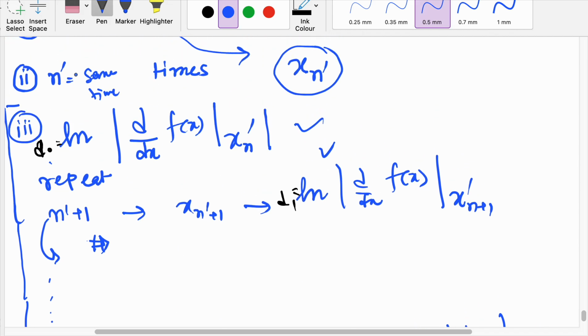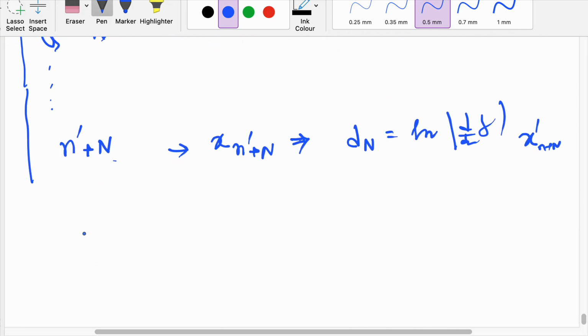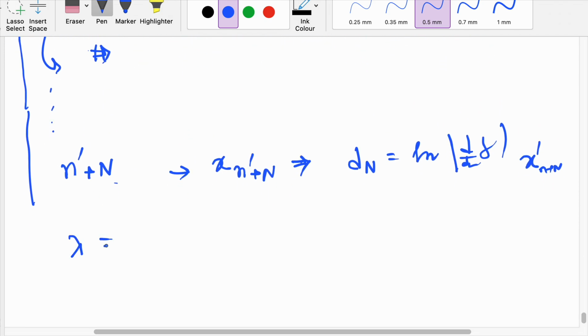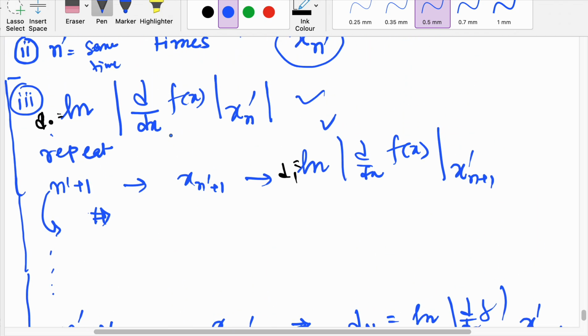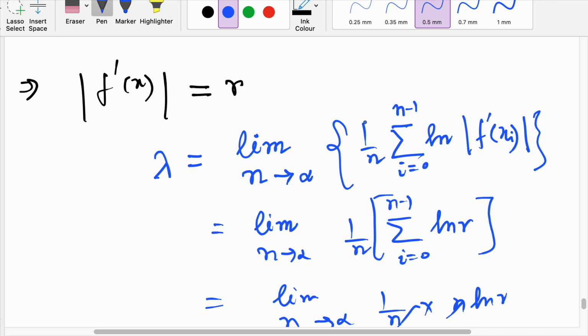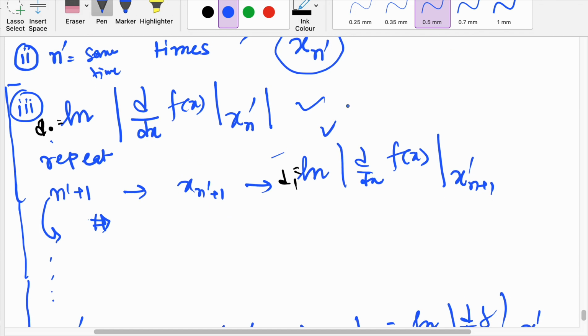Suppose you take n equal to 10,000, and then you will get that the Lyapunov exponent is basically the average of these things. If you see the definition of the Lyapunov exponent, it is 1 by n, sum over i equal to 0 to n minus 1 of ln of f prime of xi. So these are nothing but the f prime of that xi.